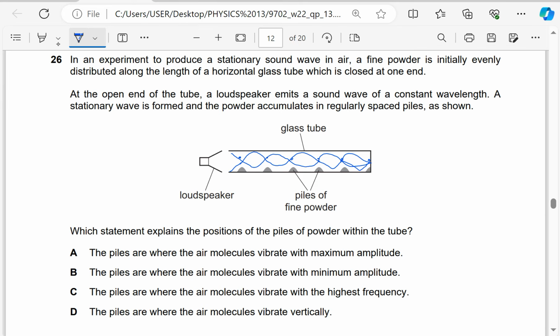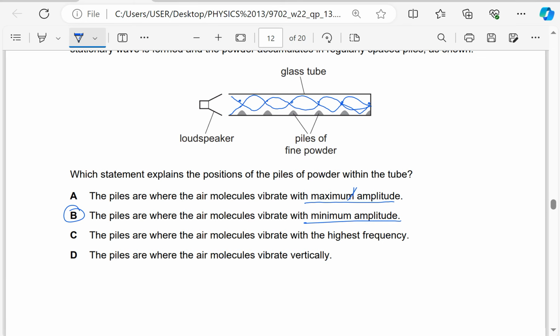So let's check. The piles are where the air molecules vibrate with the maximum amplitude. That is not true. That would result in an antinode. The piles are where the air molecules vibrate with the minimum amplitude. This could be true. This is where we have the nodes. So the answer is going to be B. So I will not check the rest.